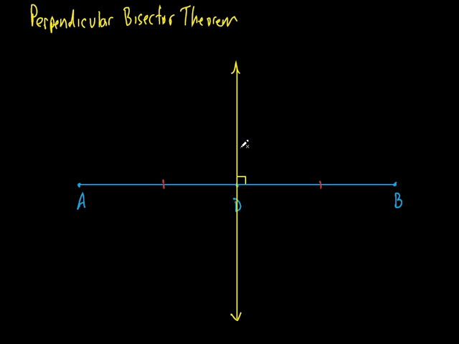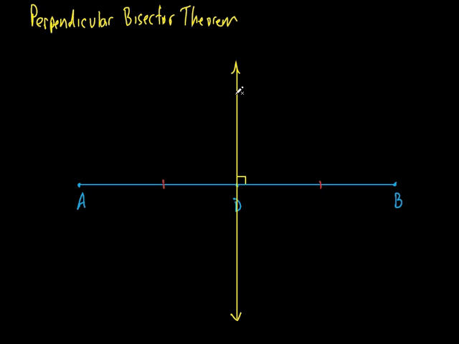It says if you have a point on the perpendicular bisector, now which one is the perpendicular bisector? Well, it would be the yellow one because it's perpendicular to the blue one and it bisects it. How do you know it bisects it? Because it splits it into two equal segments. So AD and BD are equal to each other. So the yellow one is actually the perpendicular bisector. So what does this say about the perpendicular bisector?